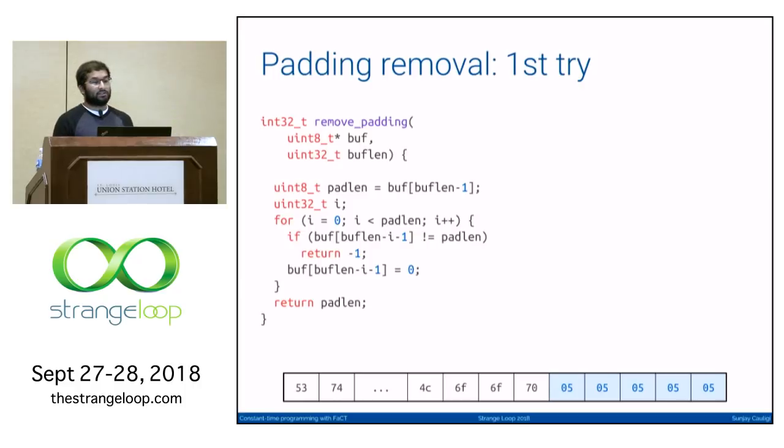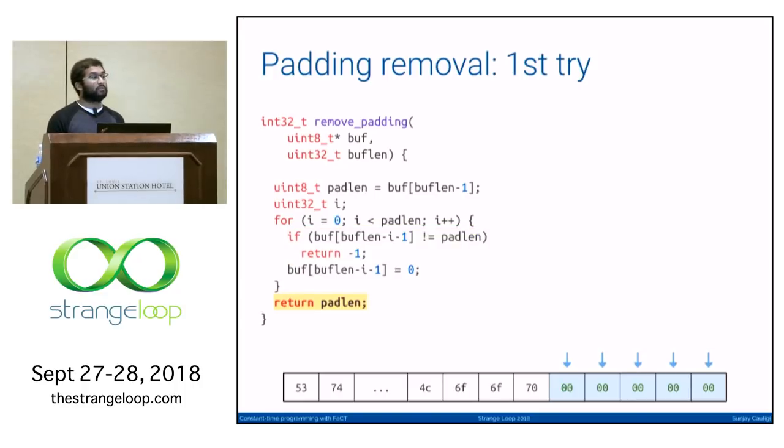So here's a naive first implementation in C. I'll walk you through this. We look at the final byte of padding to determine the overall padding length. And for each of those bytes, we're going to check whether it's the proper value, and we're going to zero it out. And provided nothing went wrong, we'll return the padding value at the end. Let's say each iteration through the loop takes 10 microseconds. So all in all, this function takes about 50 microseconds to run.